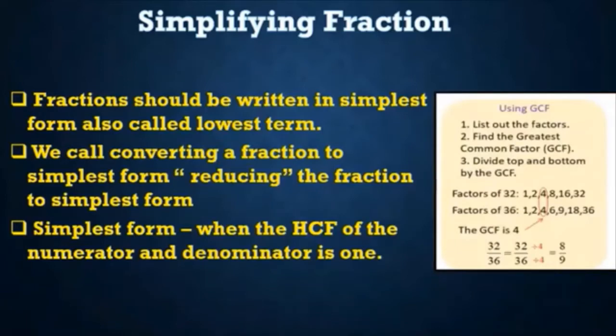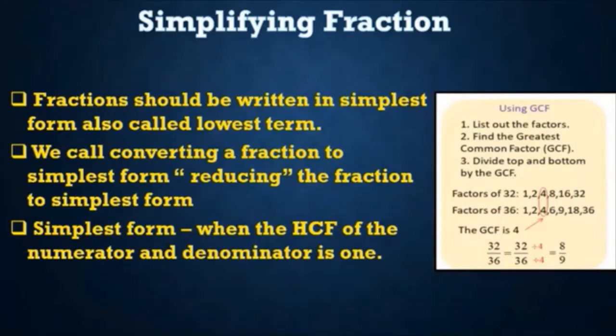Using HCF, this is how we can simplify a fraction. Our first step is to list out the factors. Then we'll find the HCF, which is the highest common factor, and then we'll divide the top and the bottom by the HCF. So if we want to simplify 32 by 36, what will we do?